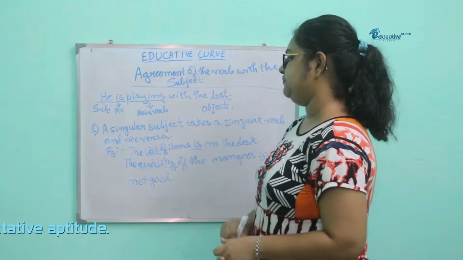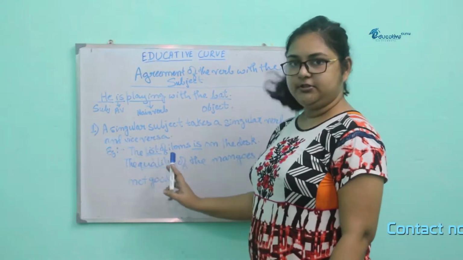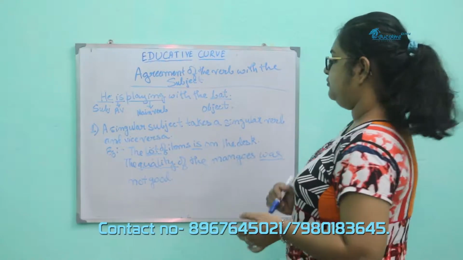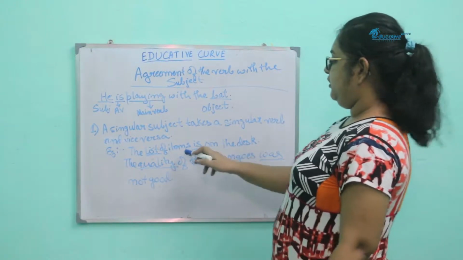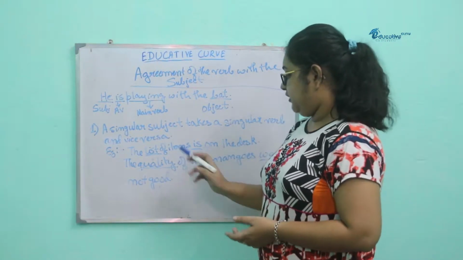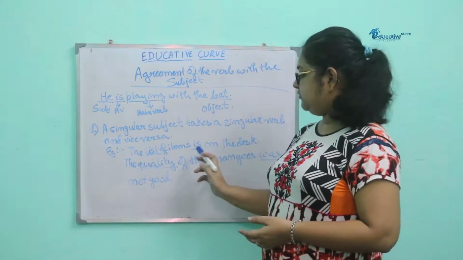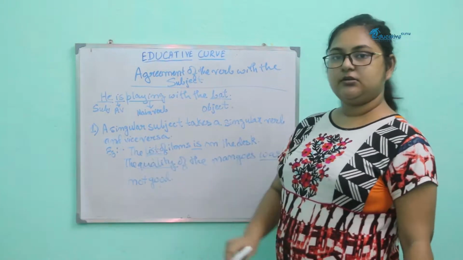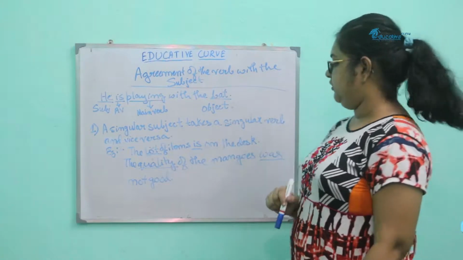Okay? See, rule number 1. A singular subject takes a singular verb and vice versa. That means a singular subject will take a singular verb and the plural subject will take a plural verb. For example, the list of items is on the desk. Now, even though we think that items must be the noun over here, the noun is actually the list. The subject of the verb is the list over here. So see, since list is a singular subject, we are using is as the verb. It's a singular verb. Okay?